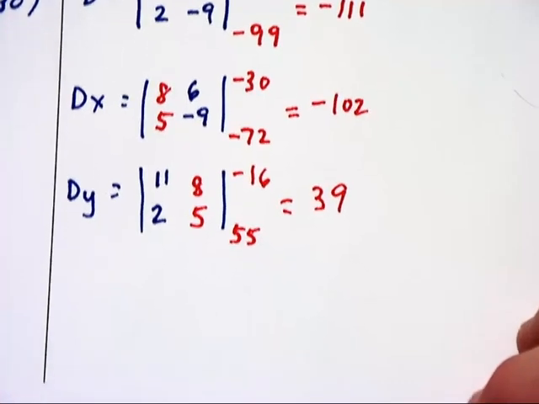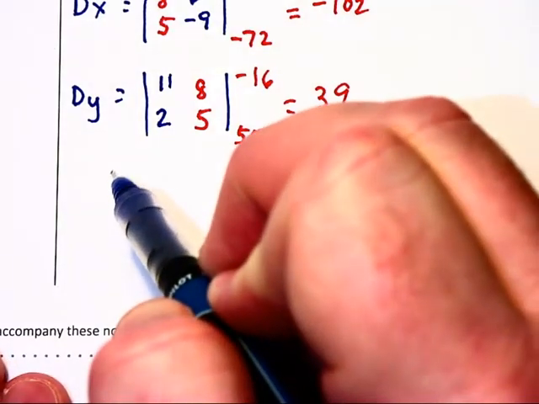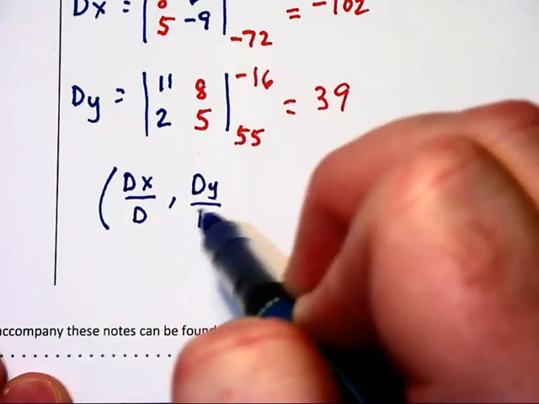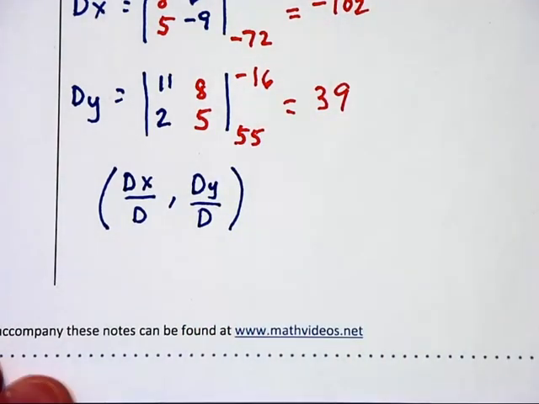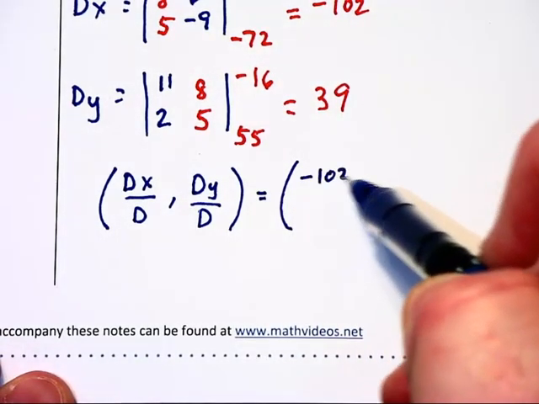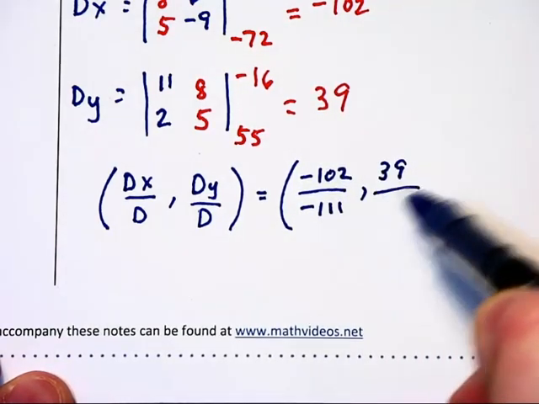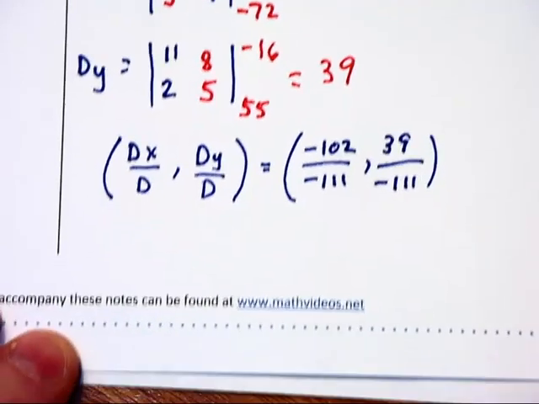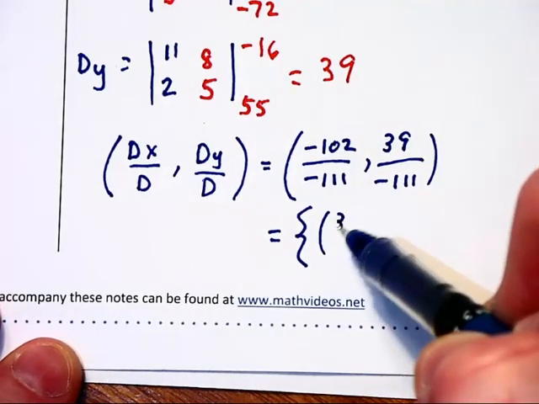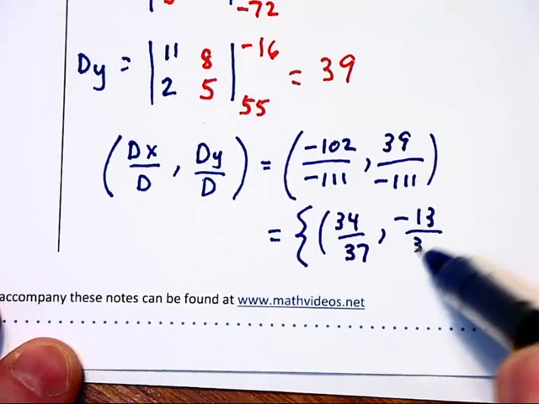Okay, so far so good. Cramer's rule says that the solution to this system is going to be dx over d, comma, dy over d, and if there was a z, dz over d after that. So for us, this will become negative 102 over negative 111, comma, 39 over negative 111. If you reduce these, you get a solution set here of 34/37ths, comma, negative 13/37ths.